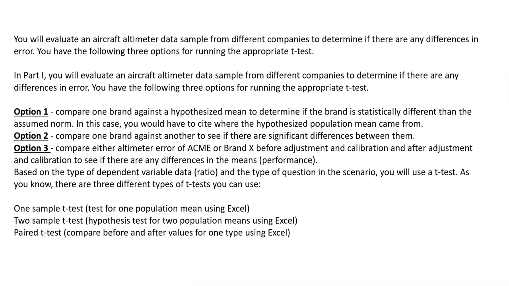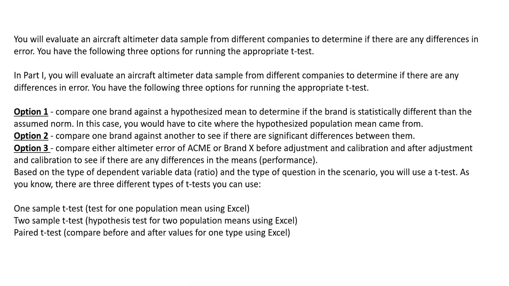So just to talk through this a bit, it says you will evaluate an aircraft altimeter data sample from different companies to determine if there are any differences in error. You have the following three options for running the appropriate t-test. What we want to do is talk through these options real quick and make sure that we distinguish between all three and then realize what sort of statistical test we're actually going to run.